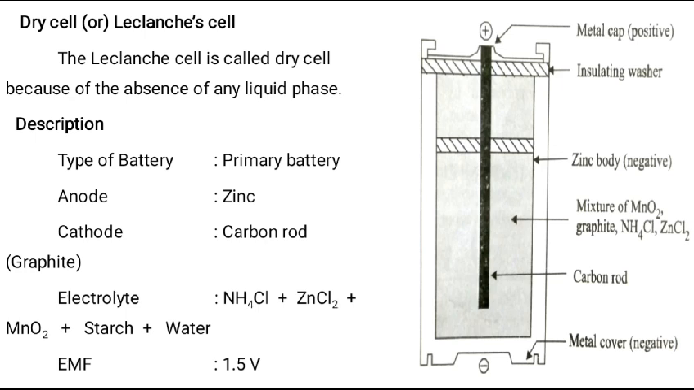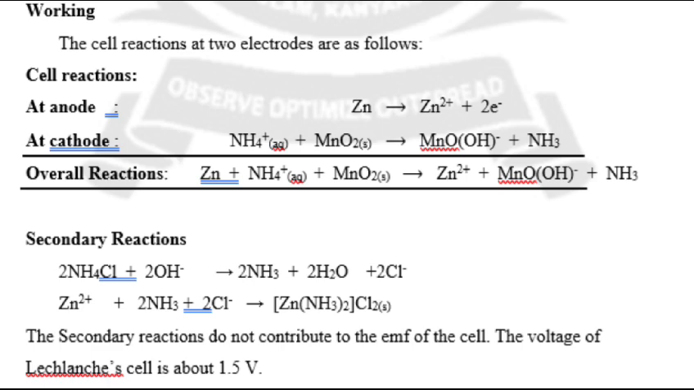It consists of a zinc cylinder which is acting as an anode, and you can see a carbon rod which is immersed into it, and then we have the electrolyte which is ammonium chloride, zinc chloride, manganese dioxide, starch and water, which is in the form of a paste. Now what are the reactions? The cell reactions at two electrodes are given below. At the anode, zinc oxidizes to zinc 2 plus, and at the cathode, ammonium ions and manganese dioxide are converted into manganese oxide hydroxide and ammonia gas is released. And during this reaction, 1.5 volt energy is released.